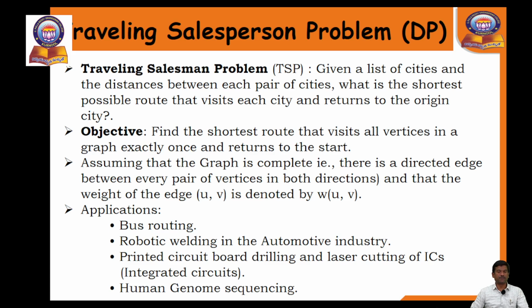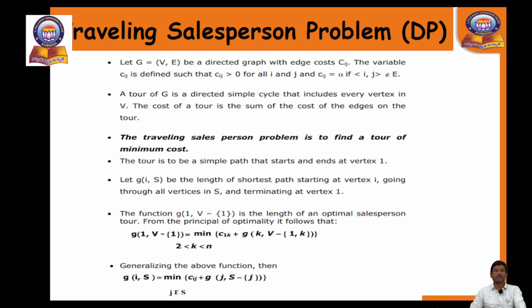What if you need to find, starting from a particular genome, and you need to extract some kind of sequence? In such cases, the traveling salesperson solution of this problem can be used in human genome sequencing.